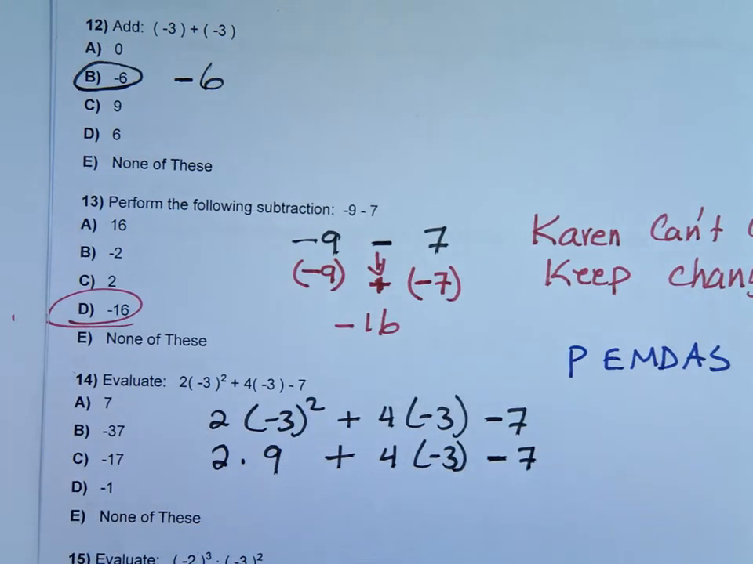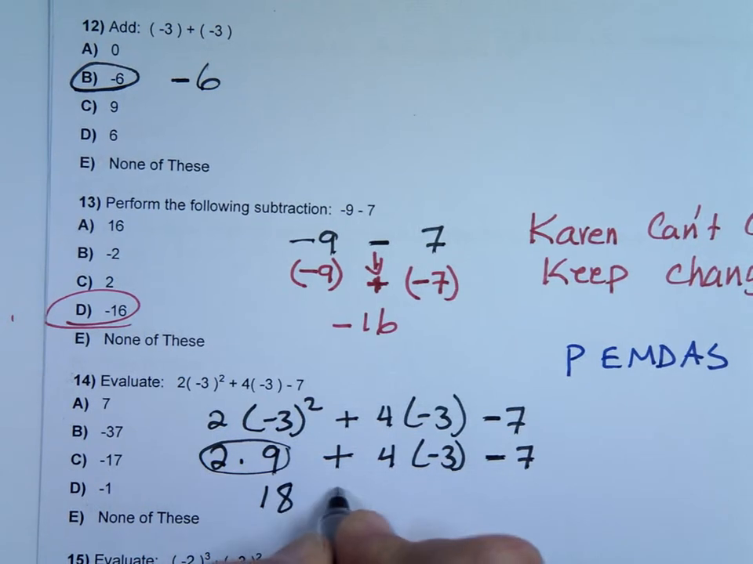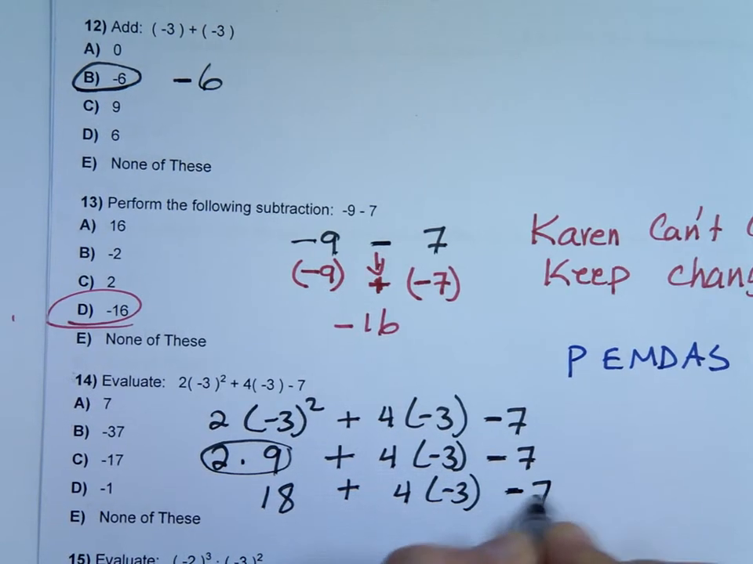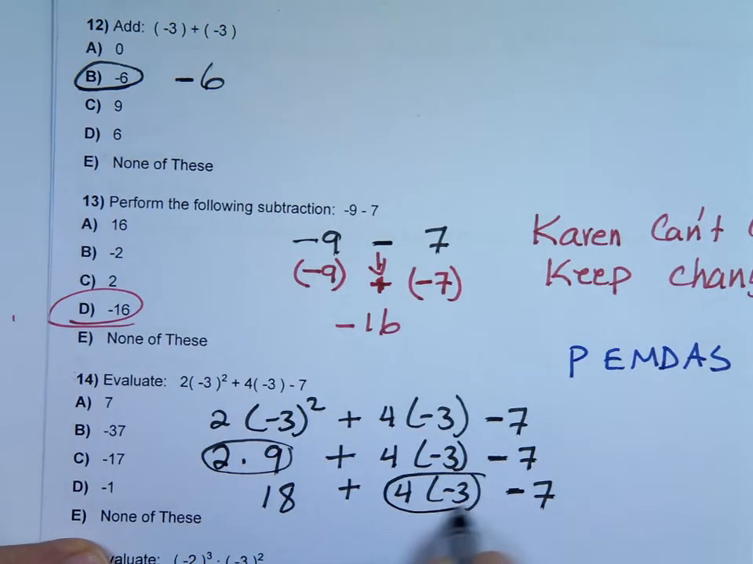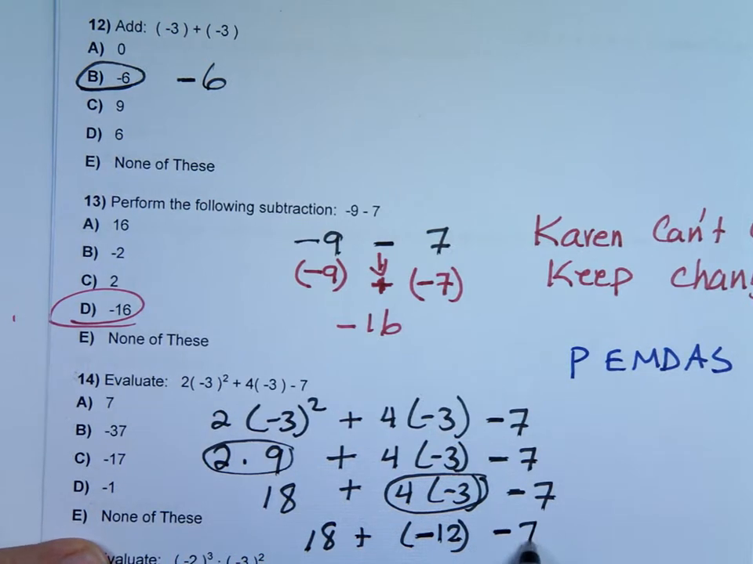Any more parentheses or exponents? No. Any multiplications or divisions? Yes, I can do this. 2 times 9, 18. I'll do one step at a time. Any more multiplications or divisions? 4 times negative 3, which is what? Negative 12. Any more multiplication and division?